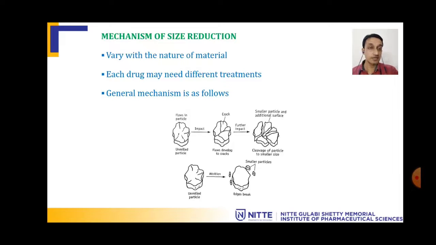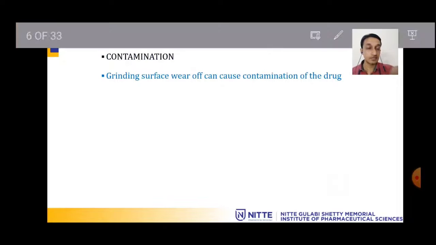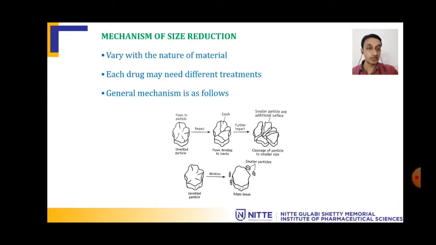Every particle that we observe will have certain flaws on its surface. Okay, there are certain cracks and flaws on the surface, and as a force like impact, a hitting happens, these cracks will develop into bigger cracks. They run across the particle, and on receiving additional impact, they split into smaller particles, and thus the size reduction occurs. Another way of size reduction is by attrition.